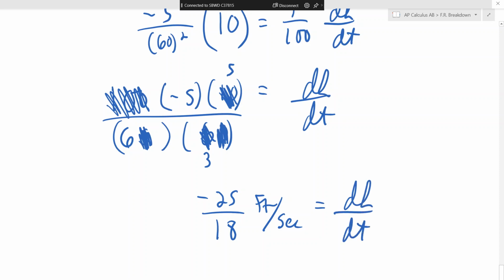And it makes sense that it is negative because h was decreasing, we said, right? The further you get from the lamp, the smaller your shadow gets. Okay? And 25 over 18 is close to like 1.5 feet. A little bit less, but that's how fast that thing's shrinking on the wall.